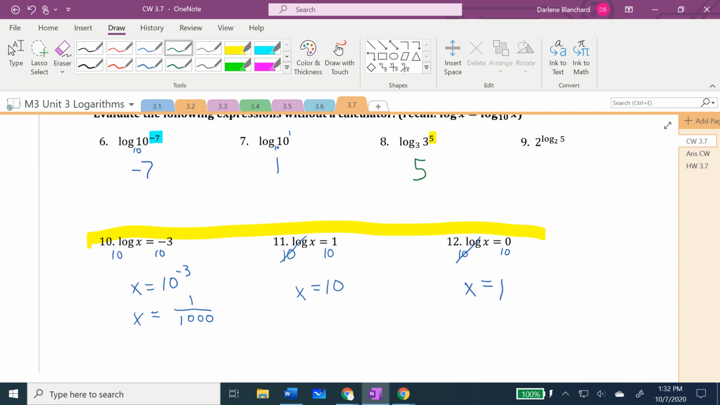And then number 9. Number 9 is the reverse direction, where it has the exponential and then the log inside of it. But as long as the base of the exponential and the base of the logarithm are the same, they will cancel each other out.